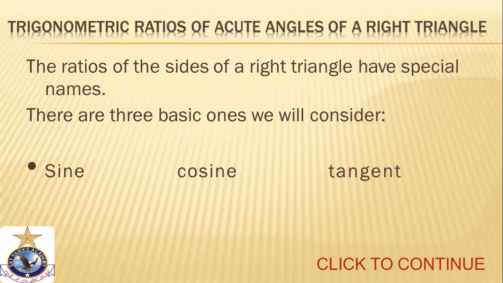Please read from the top. Trigonometric ratios of acute angles of a right triangle. The ratios of the sides of a right triangle have special names. There are three basic ones we will consider: sine, cosine, and tangent. Okay.